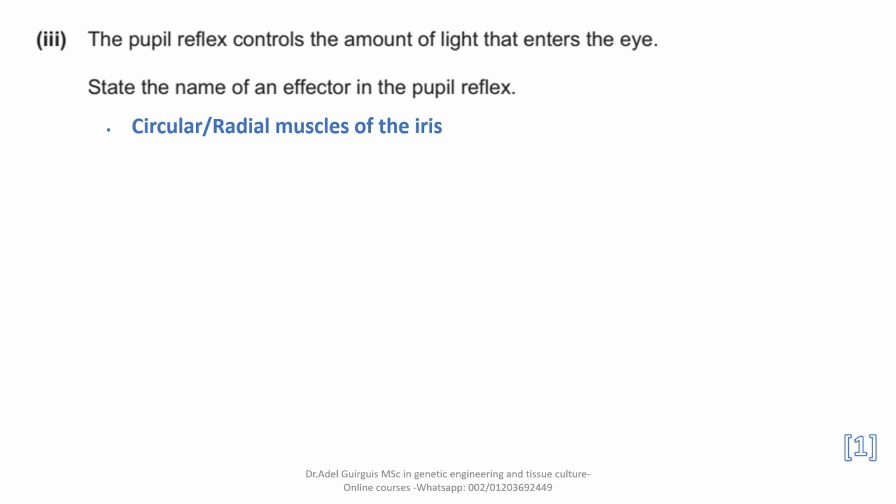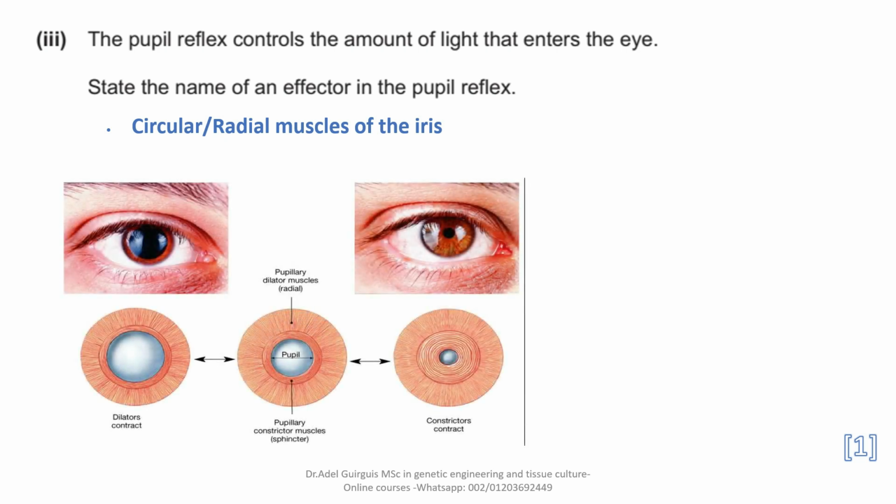Look please, the name of an effector in the pupil reflex: circular and radial muscles of the iris. Both manage or control the amount of light entering our eyes. Look here at intense light, what would happen to the eye pupil? It becomes narrow due to the action of what? Both muscles. They are antagonistic muscles.